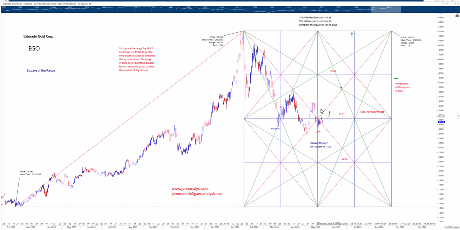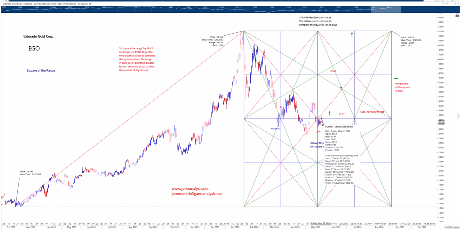If you think about the important things on the square, half the distance down would be an important price barrier. If you get above it, it's bullish. If you're below it, it's bearish. And similarly, halfway through the square in time is very important. And we got a low here. It looks like a low, May 19th, in sync with the halfway through the square in time. Now, if subsequent to that you close above the 50% in price at 32.22, that's a buy signal, because this was a low here off by a few days.